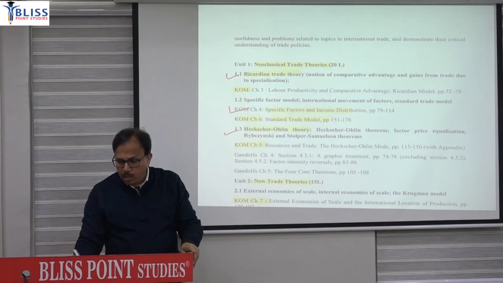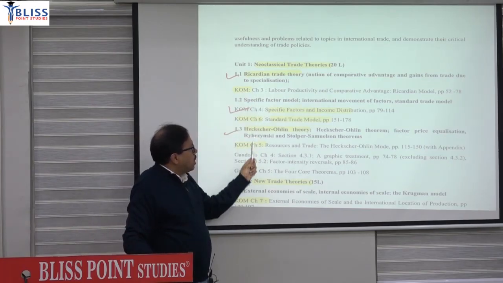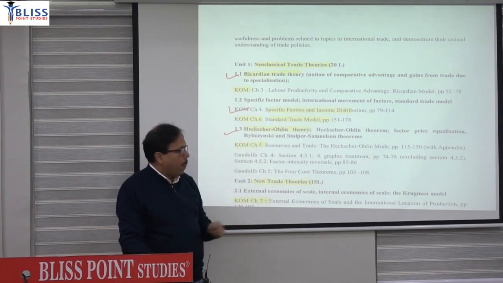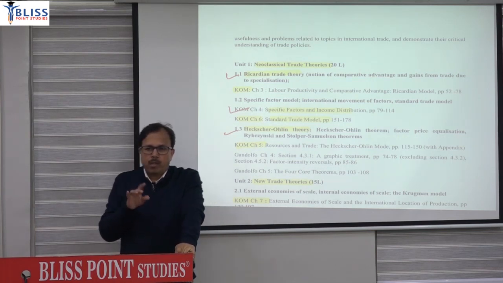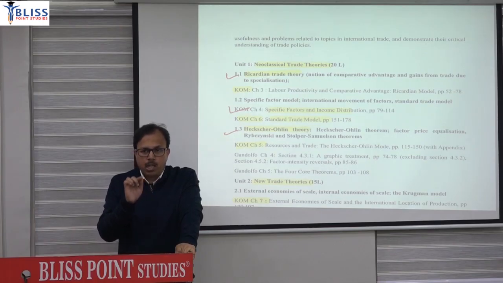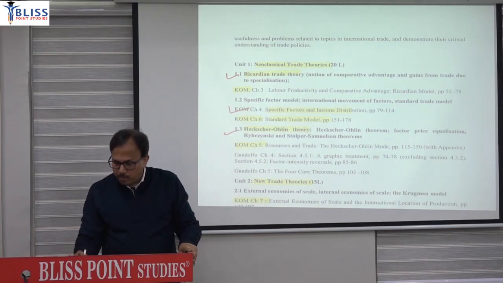So you are referring to chapter number 3 here, chapter number 4 here, chapter number 5 and chapter number 6 in that order. Okay? But I think for concept it will be better if you go by chapter number 3 first, then chapter number 5, that is HO model. That is Ricardian, then HO, then specific, then standard trade model. In that order we will be going on, supplemented by the reading of Gandolfo, chapter number 4 and 5.